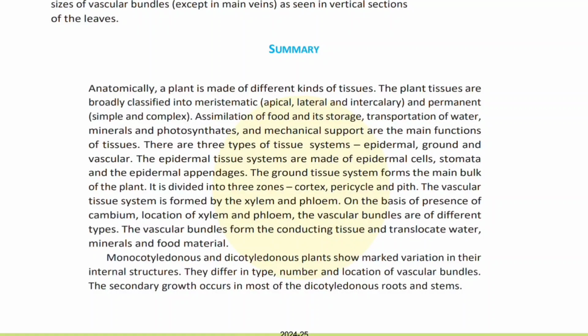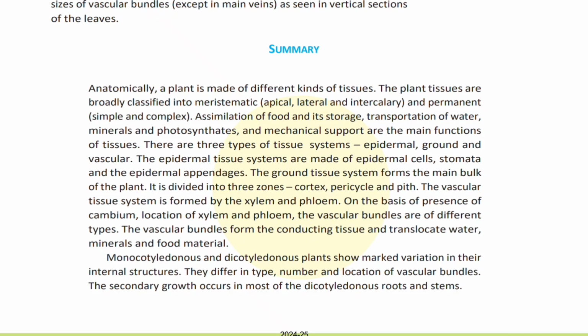Let us discuss the summary. Anatomically, a plant is made up of different kinds of tissues. The plant tissues are broadly classified into meristematic, that is apical, lateral and intercalary, and permanent, that is simple and complex. Assimilation of food and its storage, transportation of water and minerals, photosynthesis and mechanical support are the main functions of the tissues. There are three types of tissue system: epidermal, ground, and vascular.